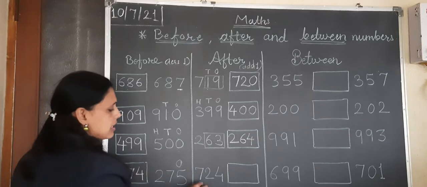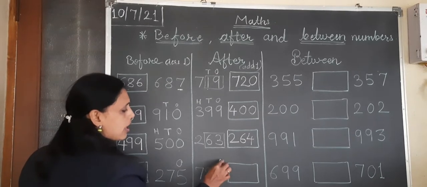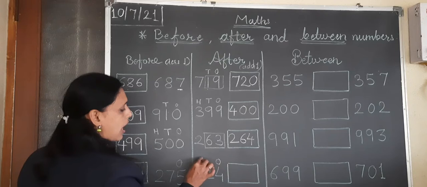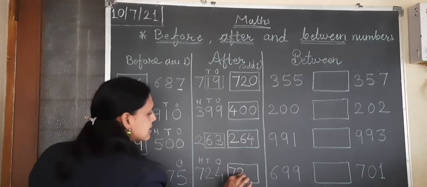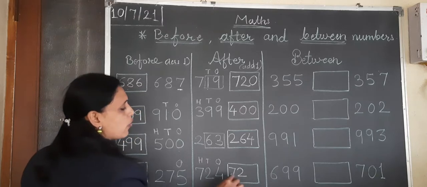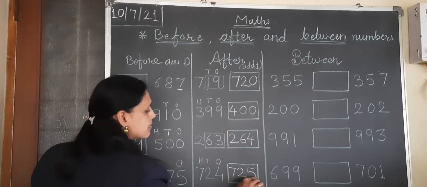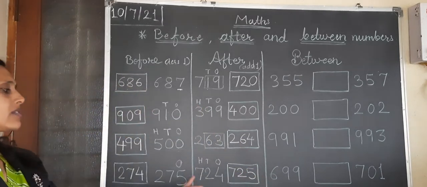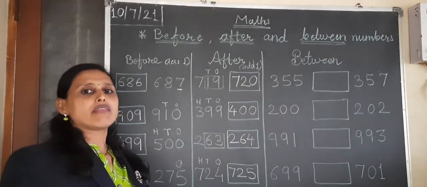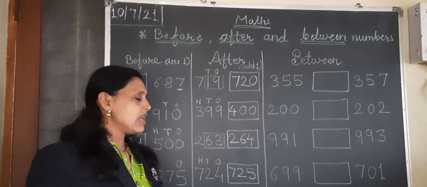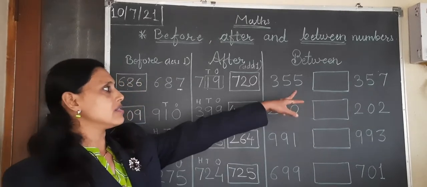Now next one, 724. In the one's column you have to add one number. So these 72 as it is, and to 4 you have to add 1. So it has become 5. So your answer is after 724 there comes 725. Same way you have to do here also.